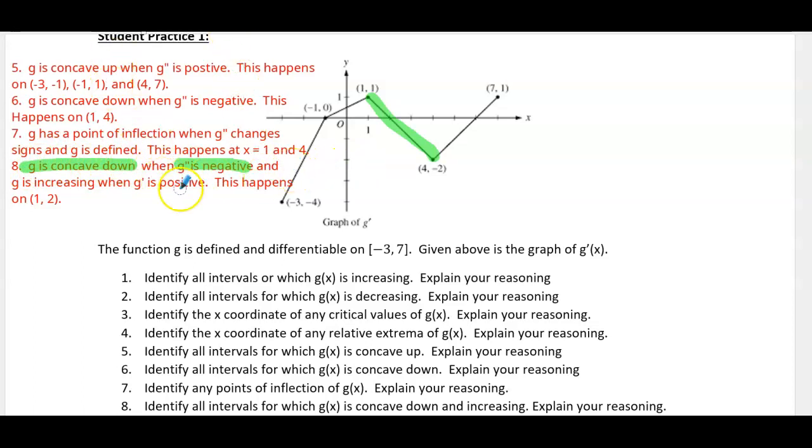Next, G is increasing anytime G prime is positive. Now, G prime is positive anytime it's above the x-axis. So that's here, here, and here. And the only place where those two things are happening simultaneously is where the green and the purple are overlapping, and that's from 1 to 2.